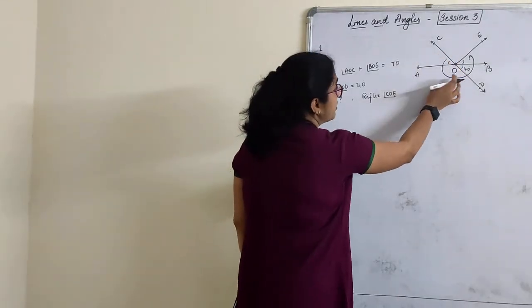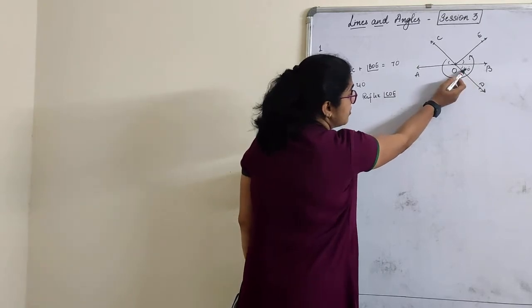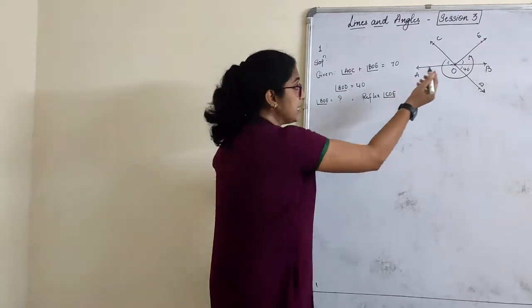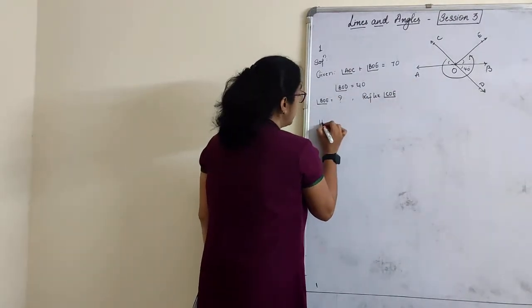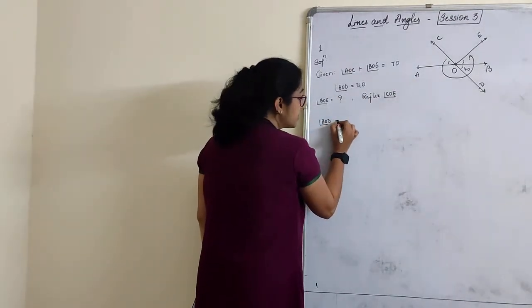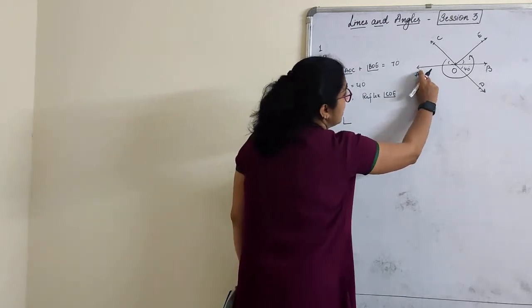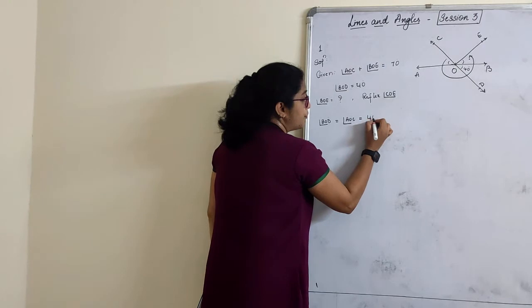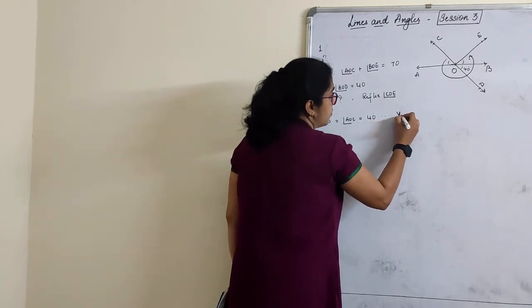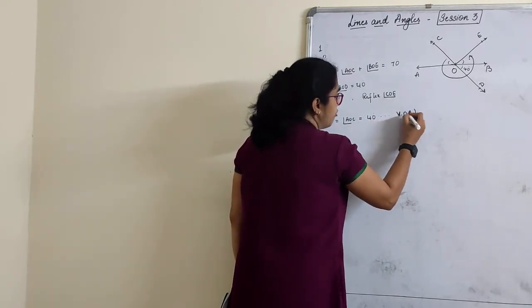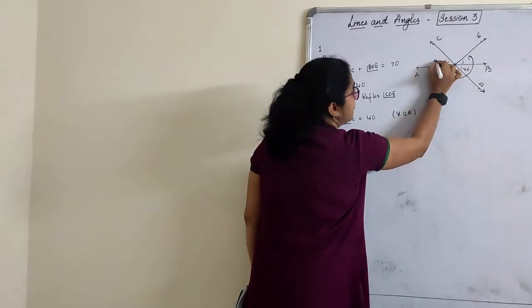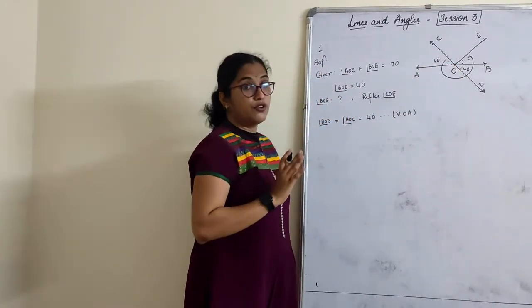According to what they have given, we'll start first. Now this is 40. Let us see if any vertically opposite angle is equal. So I will write angle BOD is equal to angle AOC is equal to 40. Reason: vertically opposite angles. Always the reason is a must. So like this is 40, I found that this is also 40.